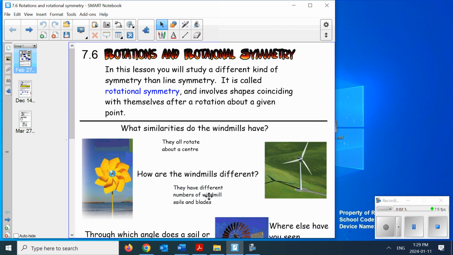Okay, so how are they different? They rotate about a center. And as I just counted the 8 versus the 3, you could just say they have different numbers of windmill blades. Okay? So I'm waiting for you to jot that down. Nope, you can't. You gotta write it. I got all the power.